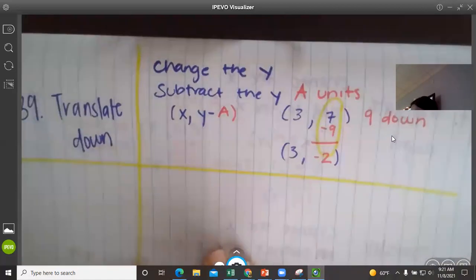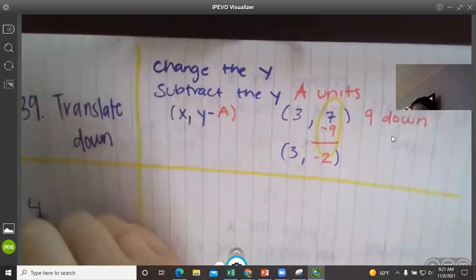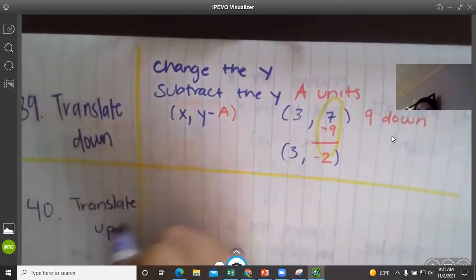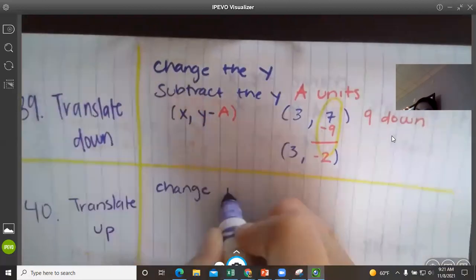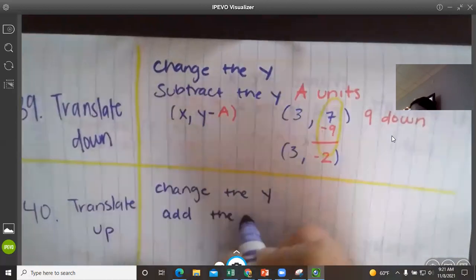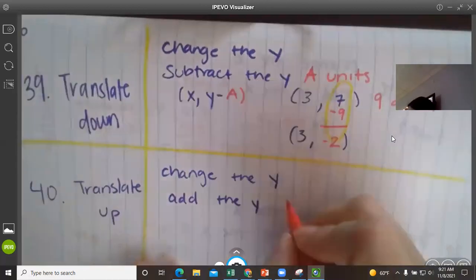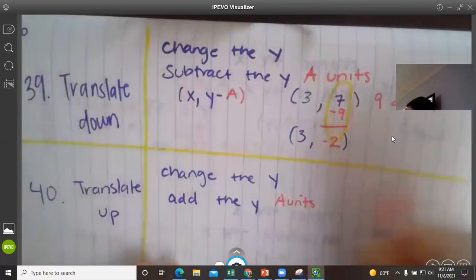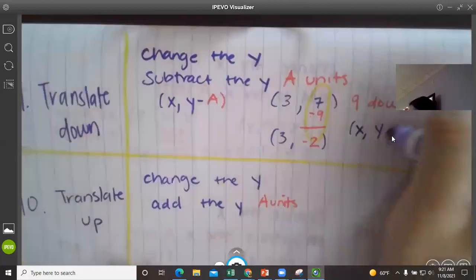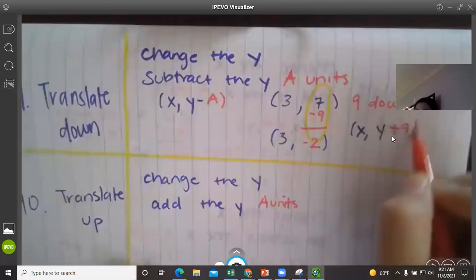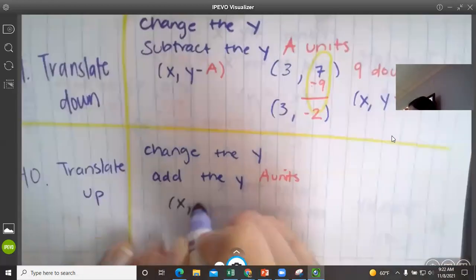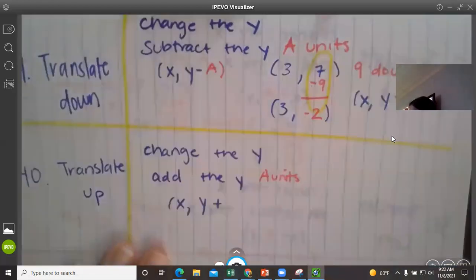And then up is you're gonna change the Y. And up is gonna be plus. Now they're gonna ask you on the practice you're gonna do, like for this one, it would have been X, Y plus 9. Because we did Y plus 9. When we go up, it's gonna be X, nothing happens to the X if you're just gonna go up, but it's gonna be Y plus A.